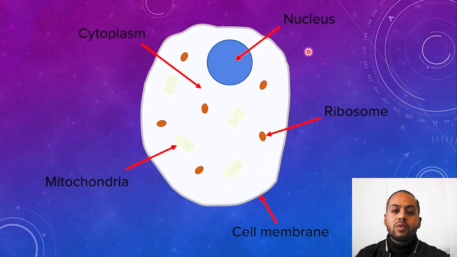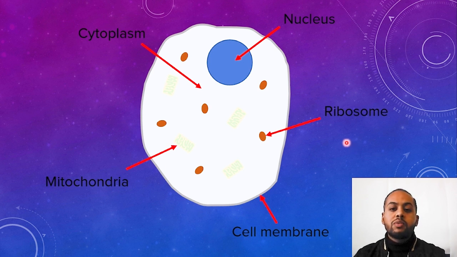Now, the reason why emphasis is placed on the nucleus, the ribosome, and the mitochondria is because these are the locations in which we can find our nucleic acids. So we will look at 2 types of nucleic acids in this topic. We will look at DNA as well as RNA.